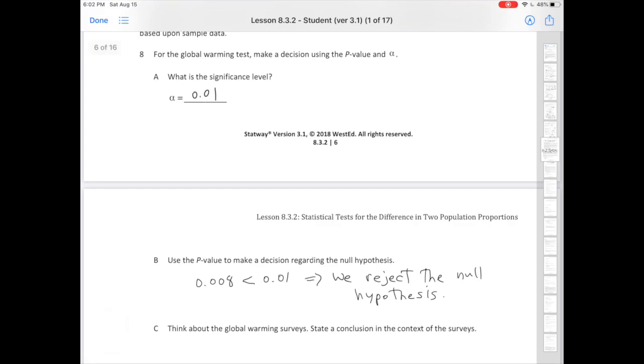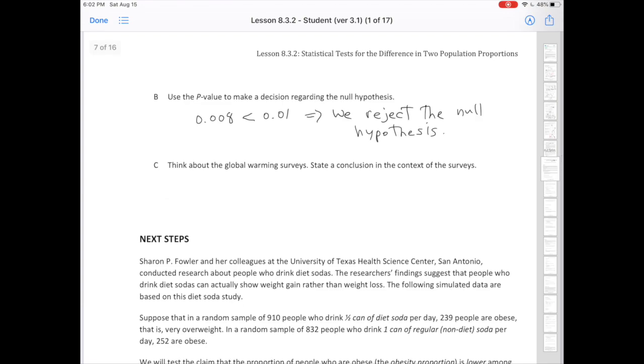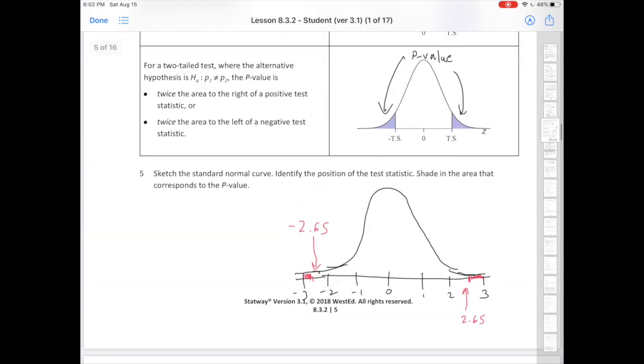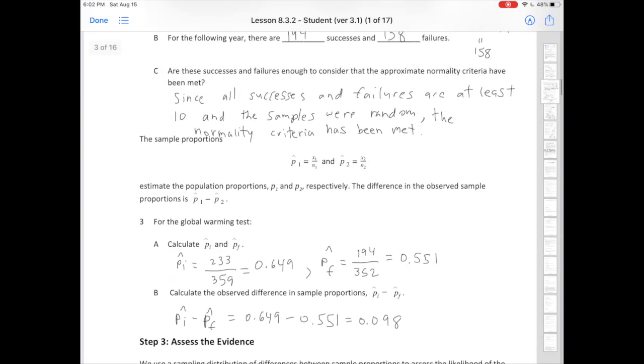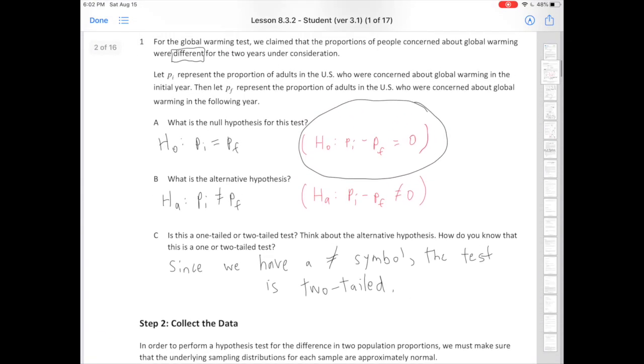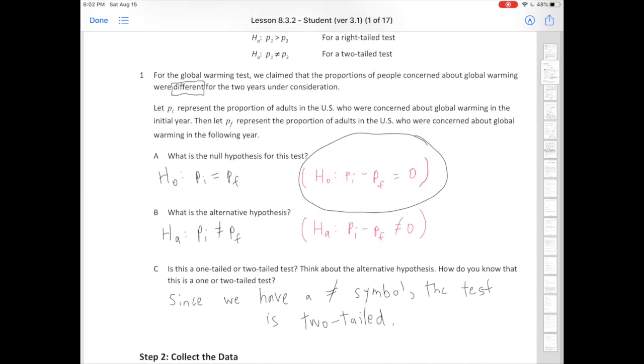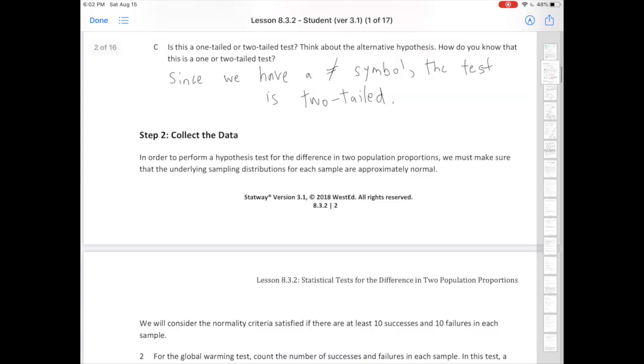Let's go to part C here. Think about the global warming surveys. State a conclusion in the context of the surveys. All right, so since we rejected the null hypothesis, we are going to support the alternative, right? So what is the alternative? The alternative is just that the proportion of people who believe in global warming has changed. That's all, right? You can see it right here. PI is not equal to PF.